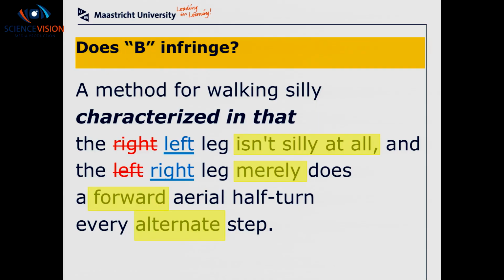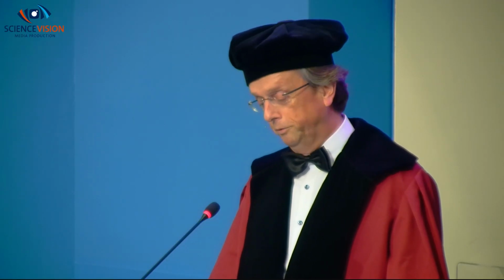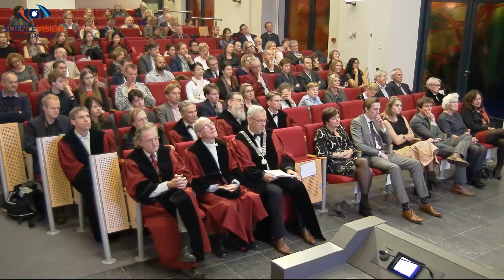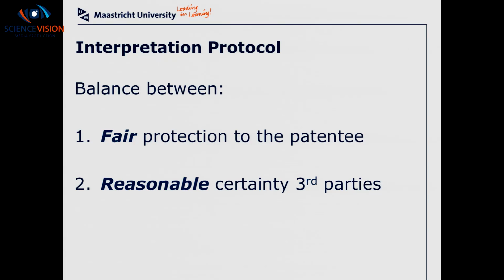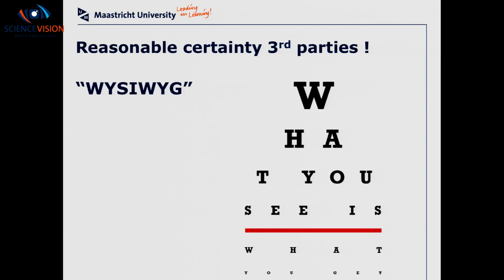We've read Article 69, and you all know it by heart now. And then we need to go to another instrument, which is called the Interpretation Protocol to Article 69. And at the end it says that we need to find a balance between a fair protection to the patentee and reasonable certainty for third parties. Now, what does that tell us? What is reasonable certainty for third parties? It is, in essence, what you see is what you get.